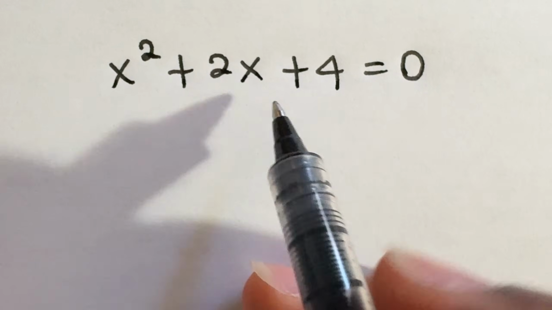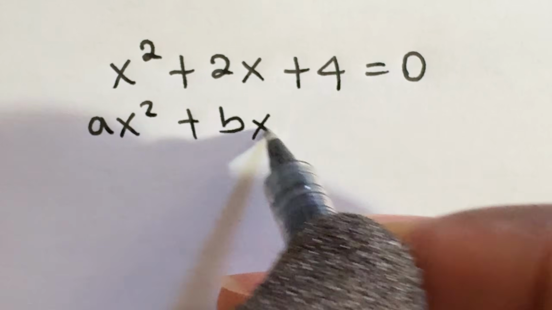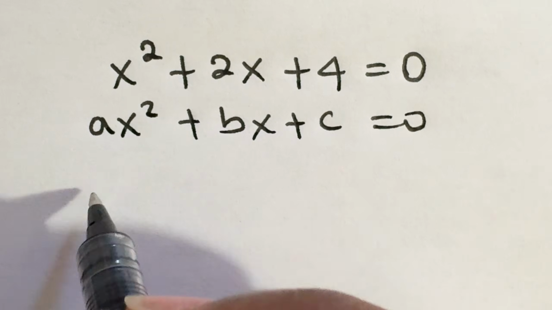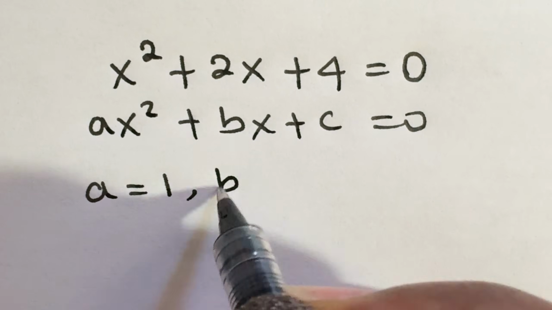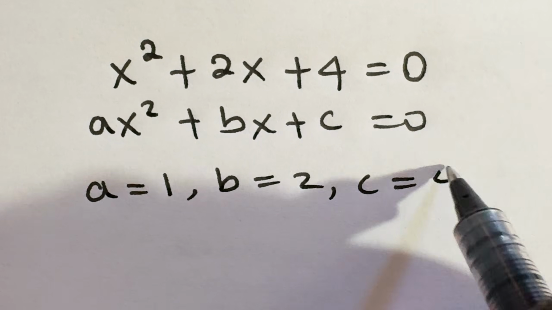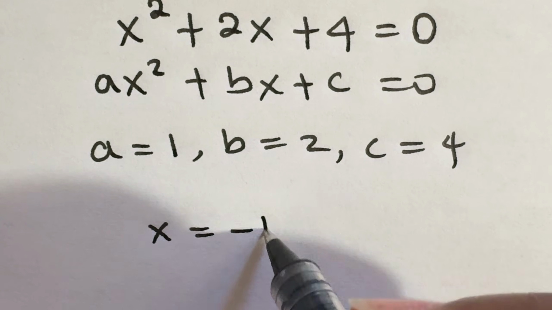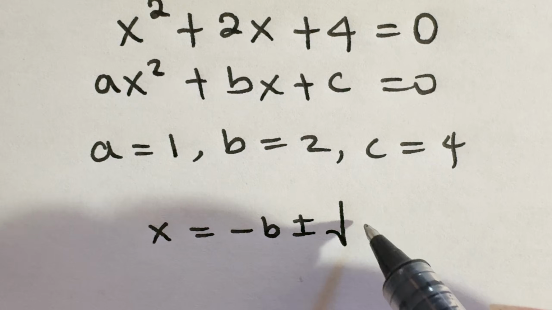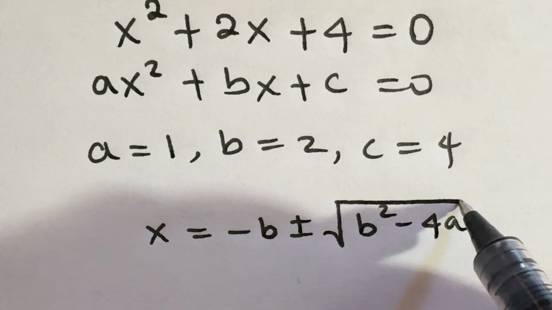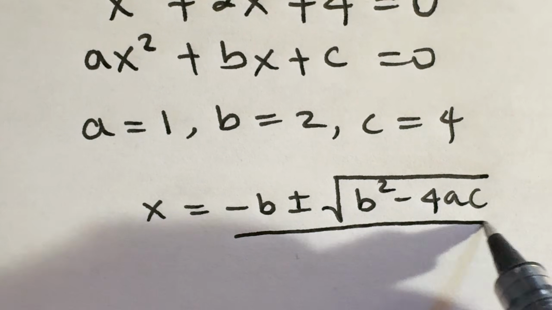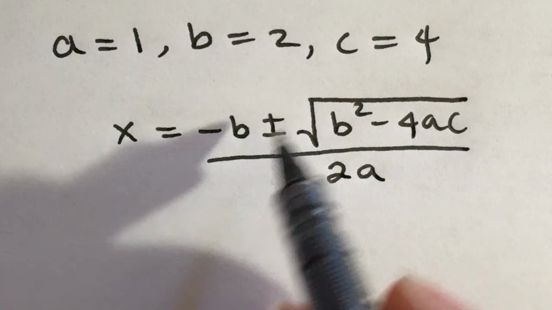Now we solve this quadratic equation. We compare this with the general quadratic equation, ax squared plus bx plus c is equal to 0. To get the coefficients a, b, and c, a is 1 when compared to this, b is 2, and c is 4. Using the general quadratic formula, x is equal to minus b plus or minus the square root of b squared minus 4ac, square root of that, divided by 2a. Then we already have our a, b, and c.